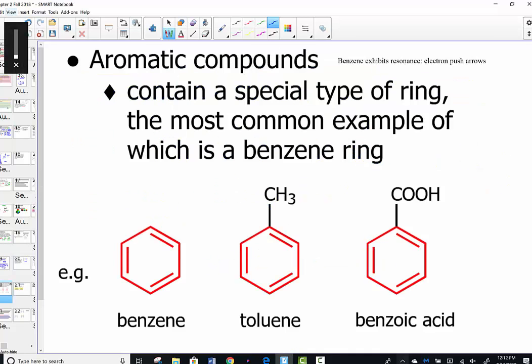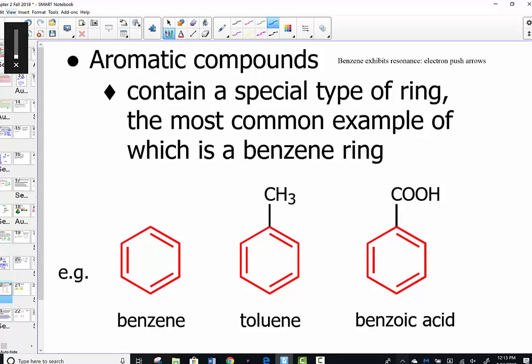Alrighty. Let me introduce aromatic compounds as well. This is a very special family, an aromatic compound. You'll actually see entire chapters devoted to them, but it's not until the second half of the book, so all of this stuff I'm about to say is part 2. It's past chapter 10. But there are very specific chapters devoted to benzene. Aromatic compounds contain a special type of ring, and the most common example is a benzene ring.